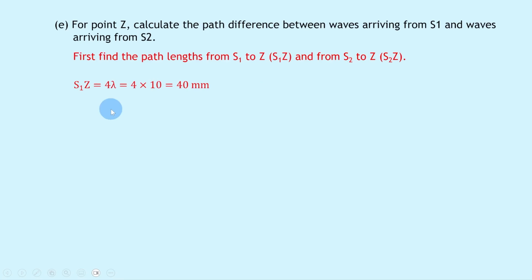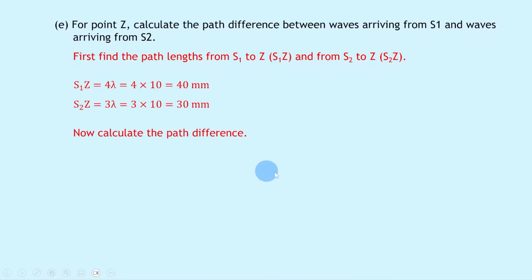So we can say that S1Z is equal to 4 wavelengths, and because we know the wavelength in the question here, we can say that's 4 times 10, which is 40 millimeters. And remember we said the distance S2Z was 3 wavelengths, so that's the same as 3 times 10, which is 30 millimeters instead. And we can now calculate the path difference, and remember that's just the difference between the distances travelled. So we have that path difference equals S1Z minus S2Z, which is equal to 40 minus 30, which is equal to 10 millimeters.